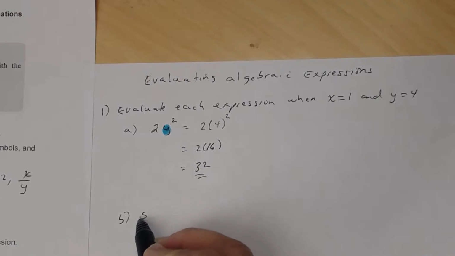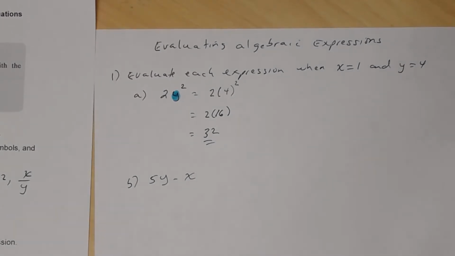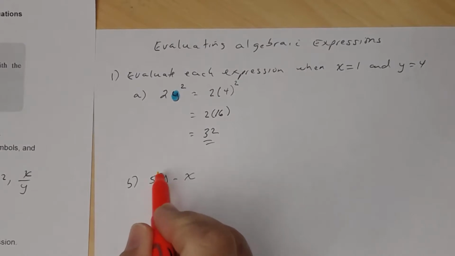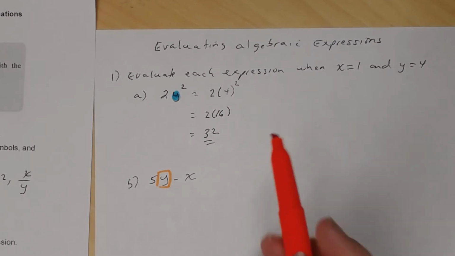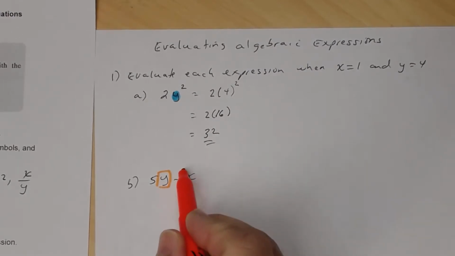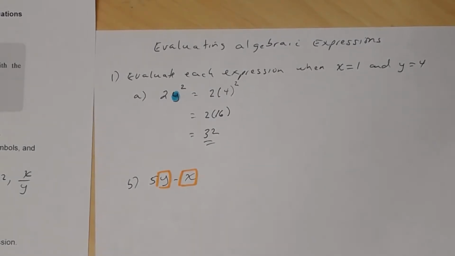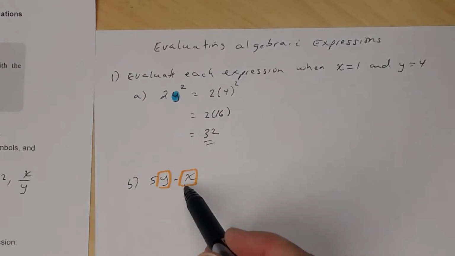In B, suppose I had 5y minus x. Wherever I see the variable y, I'm going to substitute 4, and wherever I see the variable x, I'm going to substitute 1. So I'm going to put 4 in place of y, and I'm going to put 1 in place of x.